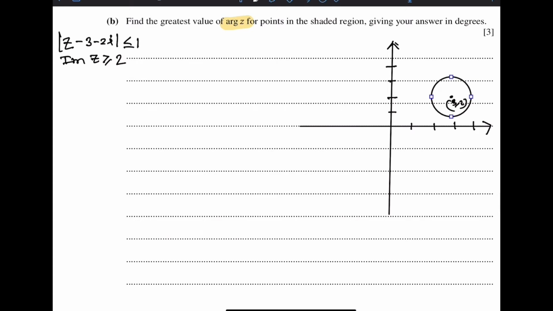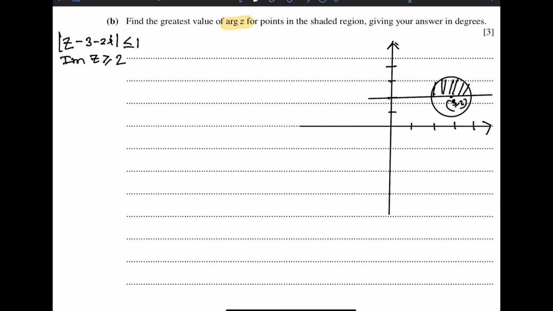And then Im z is less than... it shows that Im z, that means y, is greater than or equal to 2. So let me draw the line y equals 2. First of all, y equals 2, and Im z greater than or equal to 2 indicates this part. This is the shaded part.